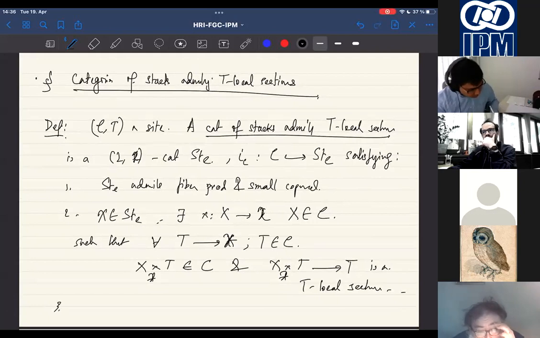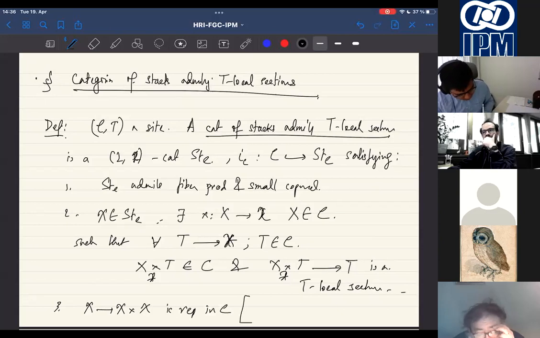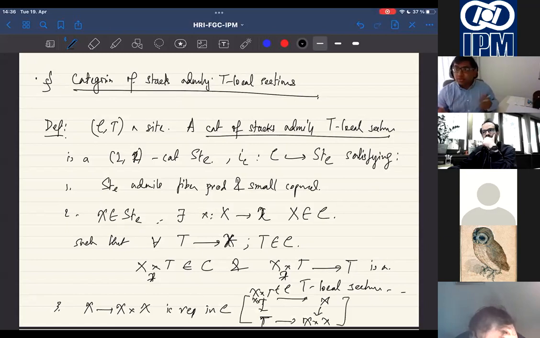And as I want something to be algebraic, I consider that the diagonal is representable in C. The diagonal being representable in C is classical terminology, saying that if I take any morphism from T, an object in C, to the stack, then the fiber product is also in C. That means it's representable: after base change, you actually land in C.